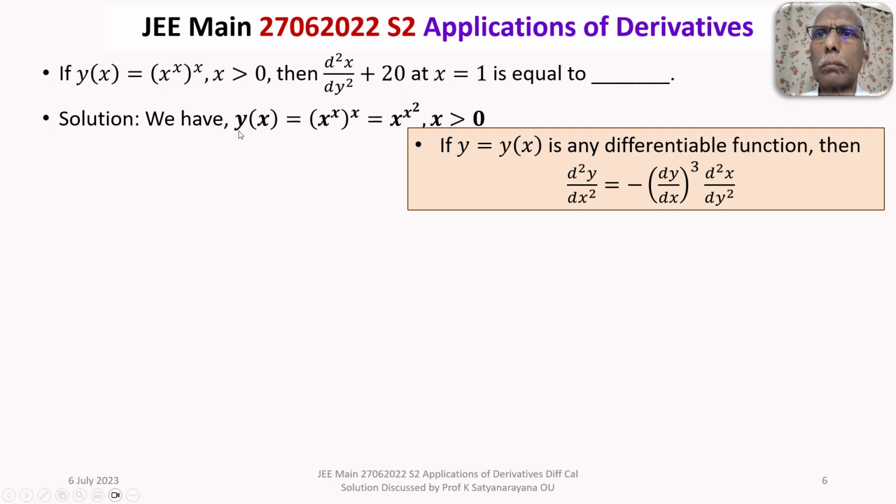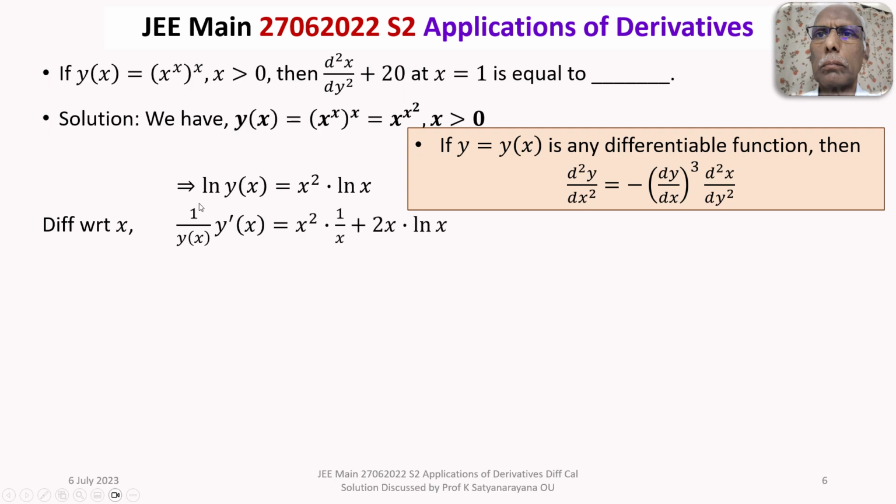Now we want the first derivative. To differentiate this, we take logarithms on both sides. Taking logarithms on both sides, ln of y of x is equal to x square ln of x. Now differentiate with respect to x. The derivative of ln of y of x is 1 by y of x, times y prime of x.